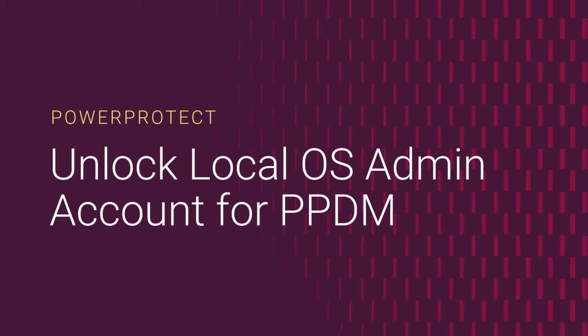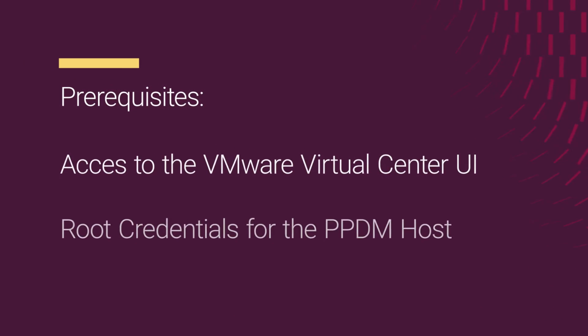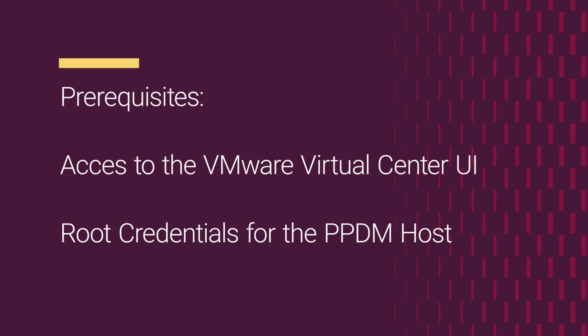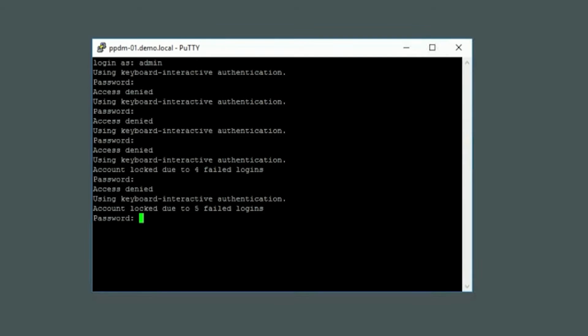In this video, we will learn how to unlock PPDM local OS admin account. As prerequisites, you should have access to the VMware Virtual Center UI, and you will also need root credentials for the PPDM host. As you can see, local admin account has been locked after 4 failed attempts to log on to PPDM server.